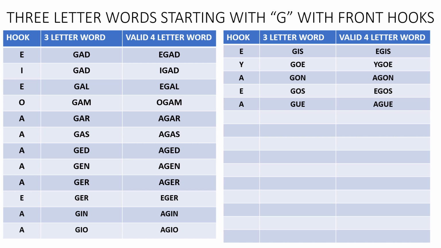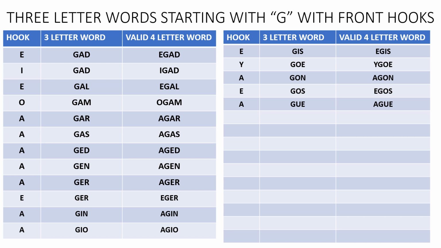There are not many front hooks for the three-letter words starting with G. If you look at the list, the word GAD accepts two alphabets as front hooks, like E and I, and on the third column, it's the four-letter valid word which is formed by placing these front hooks. Then GAL, gal, it accepts E, it becomes eagle, and GAM accepts O. So it's again not a very common word, OGAM.